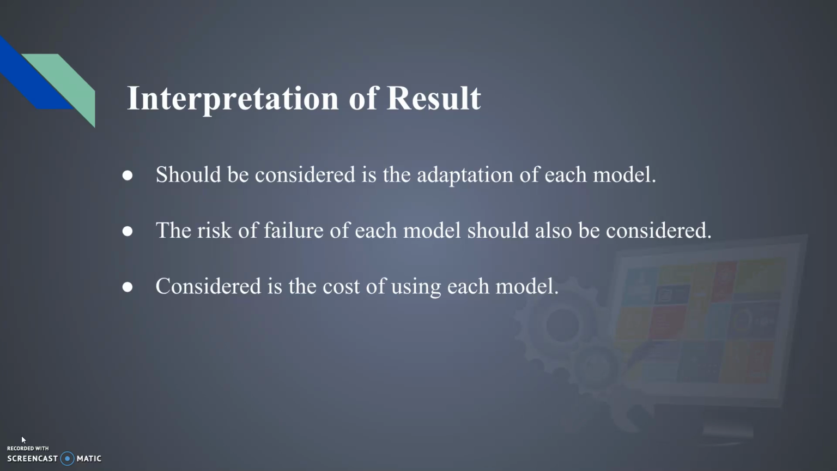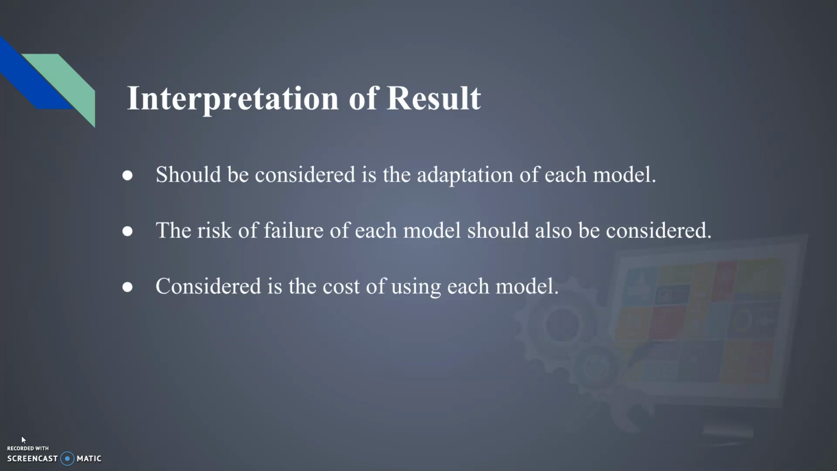Interpretation of results. The best way to avoid software development problems for IT students is to consider using the prototype model, traditional waterfall model, and agile model. They should look into the model characteristics and how adaptable the solution is to see the risk of failure and estimate the cost of each solution before implementation.